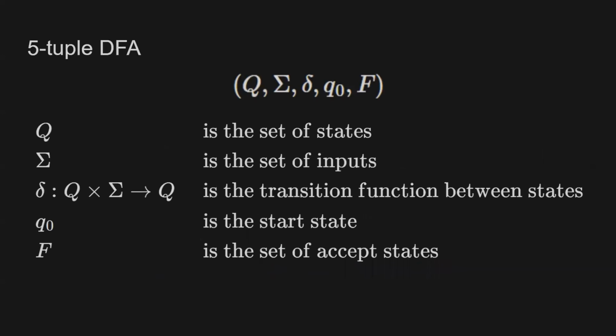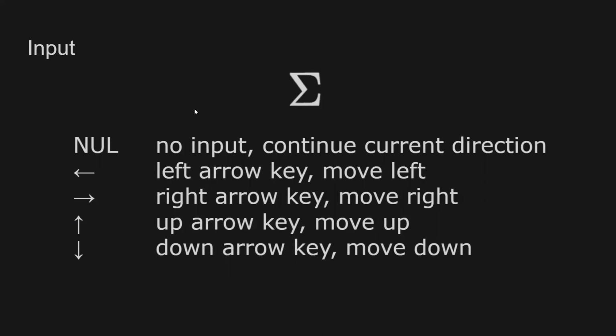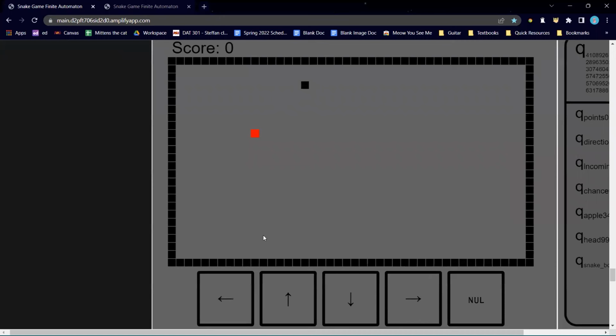We construct the finite automaton as a DFA, which we represent as a 5-tuple, with a set of states, a set of inputs, a transition function, a start state, and a set of accept states. The input alphabet accepts 5 characters. It accepts up, right, down, left. It also accepts a null symbol, which indicates that the user didn't input any new direction for that game tick, and the snake continues along its current trajectory.